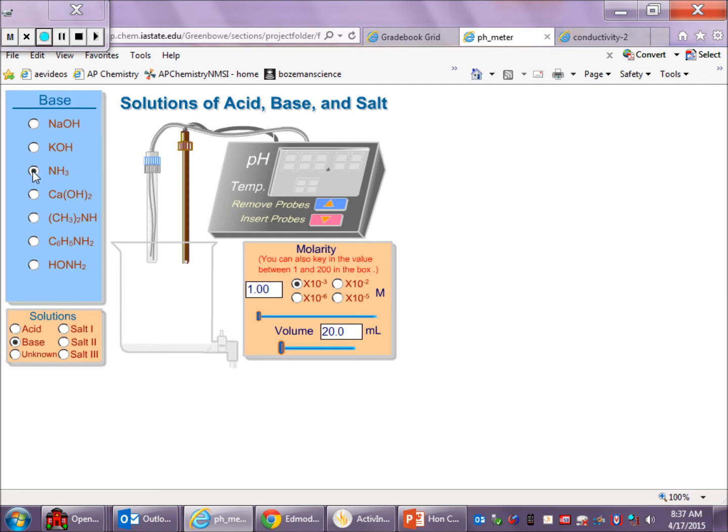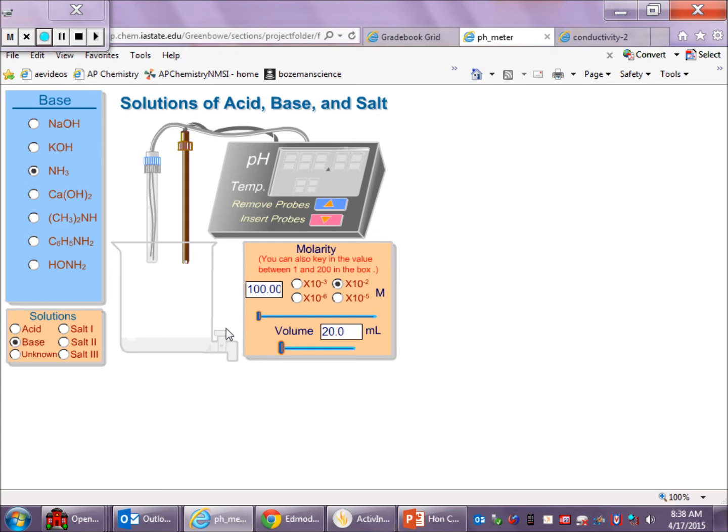Ammonia is NH3. Remember, ammonia is NH3. NH4 plus is ammonium. Ammonium has one more letter, UM, one more letter. Therefore, it has one more hydrogen ion. That's the way you will remember the difference between ammonia and ammonium.